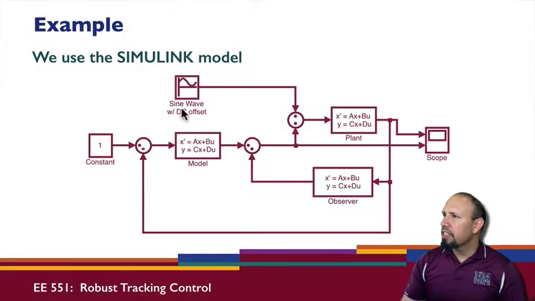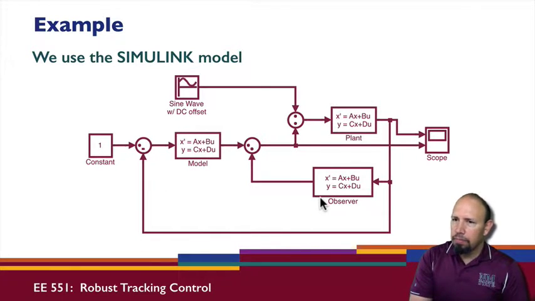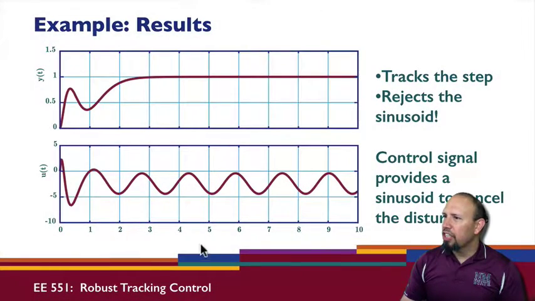So again, we use this Simulink model. Here's my system that I'm working with. Here's my observer. Here's my tracking model. And so this is the Simulink model I have. The only difference now is I have this observer. When I do the simulation, this is the result I get. It tracks the step, it rejects the sinusoid, and we can see the control signal provides a sinusoid that cancels the disturbance. So that's the trick. That's the thing that we're working with.